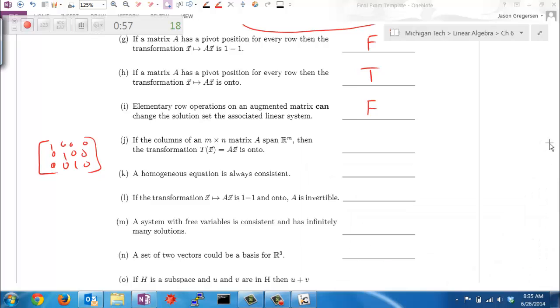True. Absolutely. That one is true. There's not a whole lot of explanation of that one. That's kind of the definition. That's what I mean by onto, is that it spans that space.